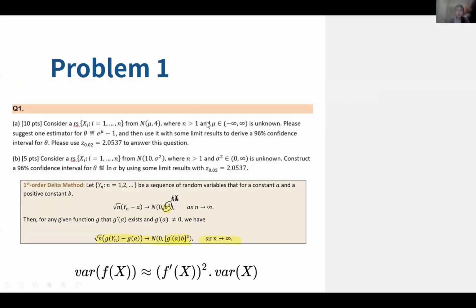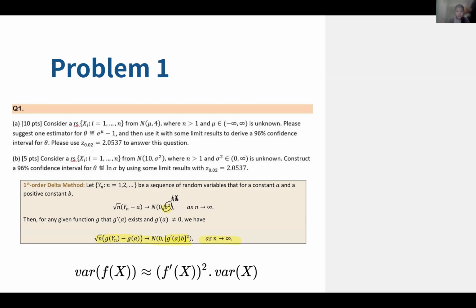Okay, now we move to problem 1. I will lead you to read this problem and show some clues about what method we should use and how to use it. In problem A, we need the estimator of theta, which is defined by a nonlinear equation of mu. In this problem, mu is unknown, so we need to think of using the delta method here. I also listed the first order delta method behind the problem. Maybe we can just use these equations.